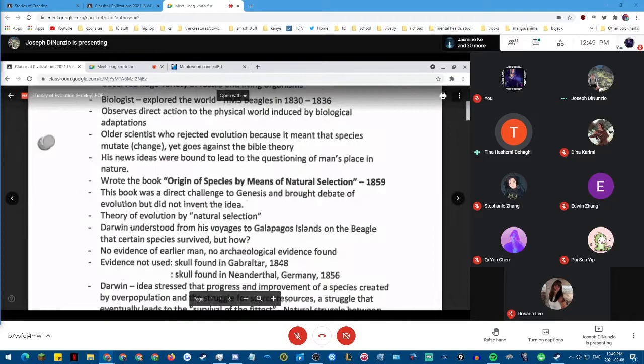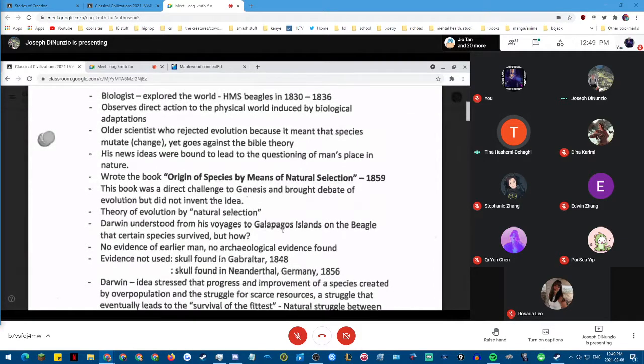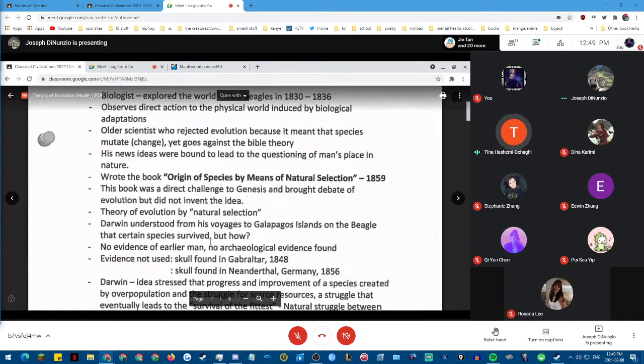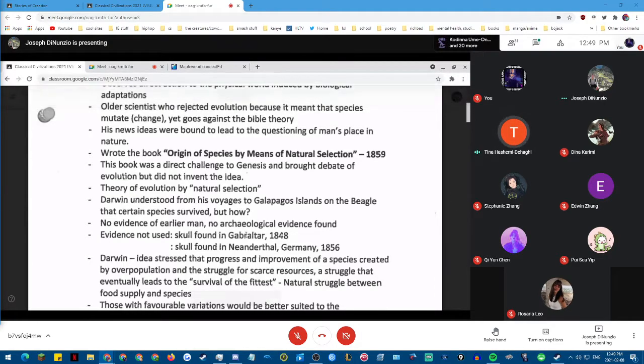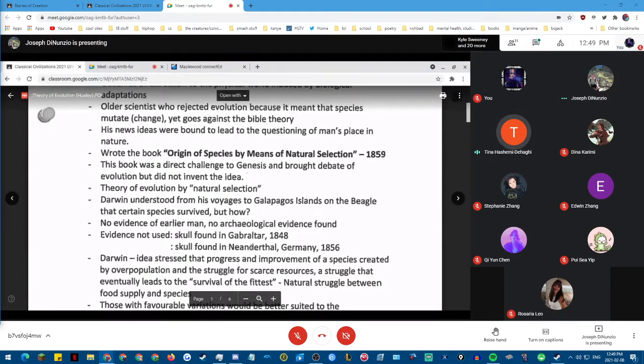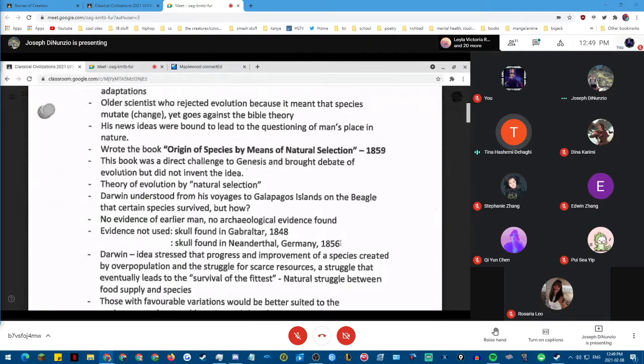Darwin understood from his voyage to the Galapagos Islands on the Beagle that certain species survived, but how? No evidence of earlier man, no archaeological evidence found. Evidence not used. A skull was found in Gibraltar in 1848, and a skull was found in Neanderthal, Germany in 1856.